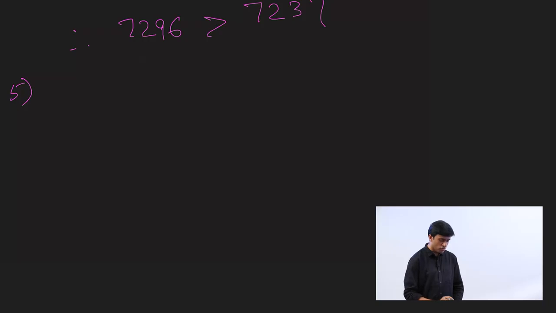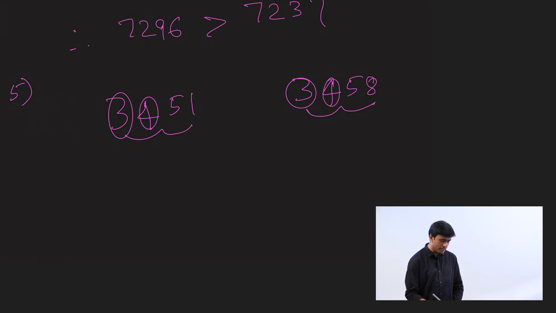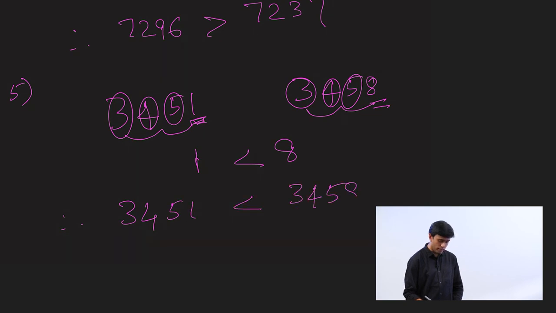Let's go to the next rule. So you apply the same rule until you reach the extreme right of the given numbers. For example, you have these numbers 3451 and 3458. Both the numbers have the same number of digits. The left extreme digit is the same. The next digit is the same. The next digit is the same. So you reach till the extreme right and compare the digits. Here 1 is less than 8. Therefore, 3451 is less than 3458.